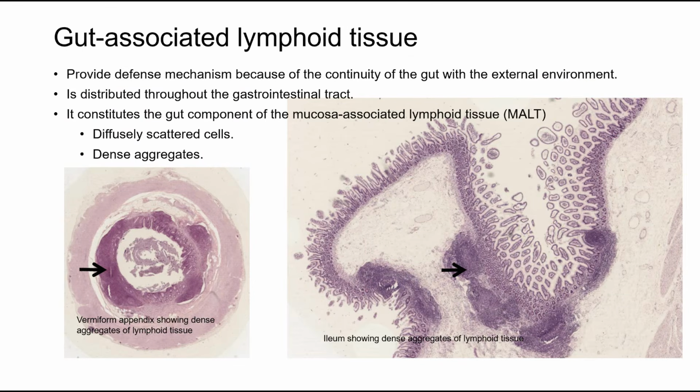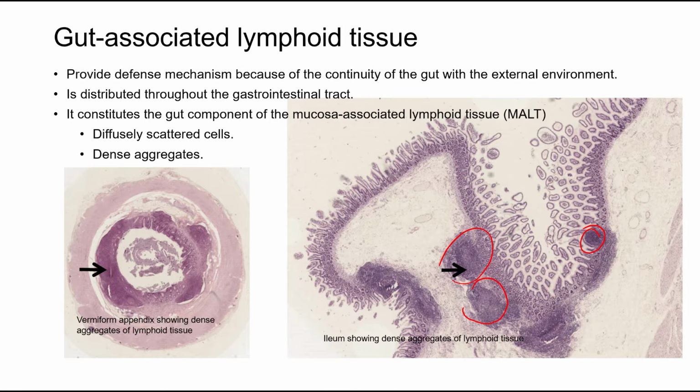In the gut, there is lymphatic tissue, and this provides a defense mechanism because of the continuity of the gut with the external environment. And this, what we call gut-associated lymphoid tissue, or GALT, is distributed throughout the gastrointestinal tract. It might be diffuse, with diffusely scattered lymphocytes, or it could be dense aggregates forming what we call lymphoid follicles.